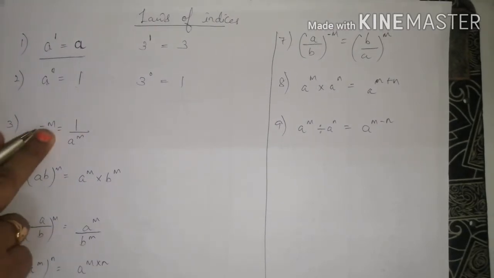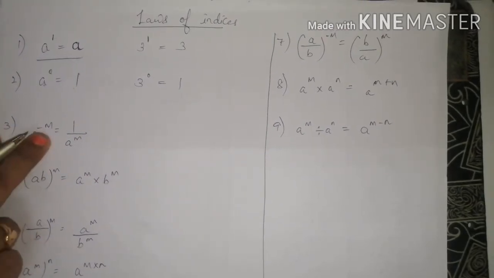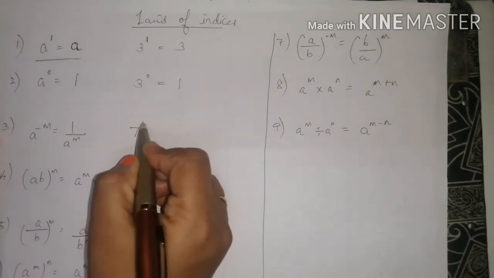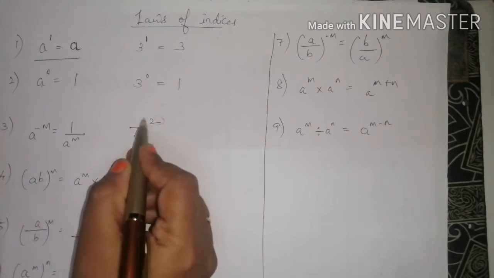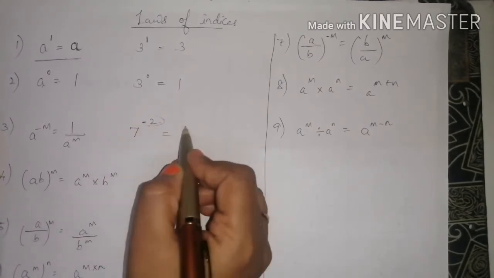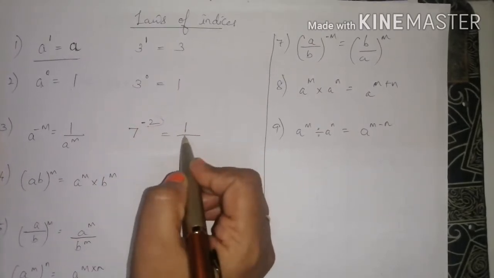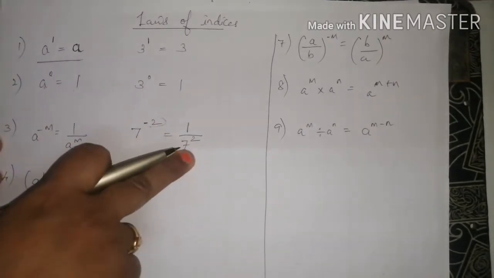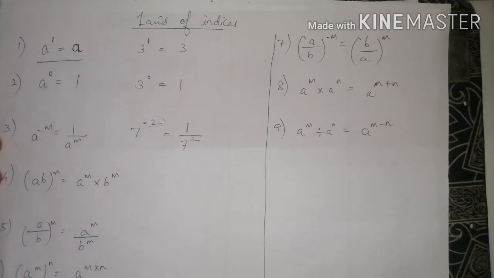Now a raised to minus m. If the power is negative and we want to write it as positive, we take the reciprocal. Suppose 7 raised to minus 2, the power is negative and we want to write it as positive. What we will do is take it as 1 upon, then this negative power will become positive. You have to take the reciprocal.